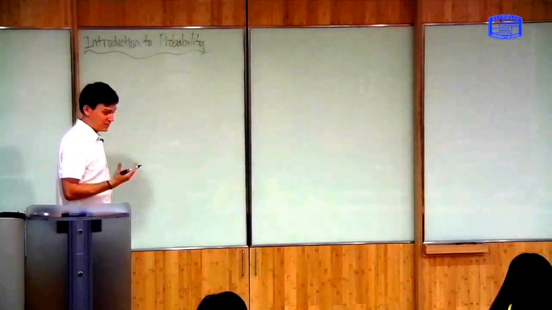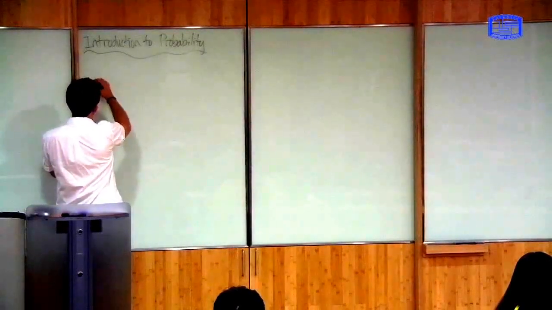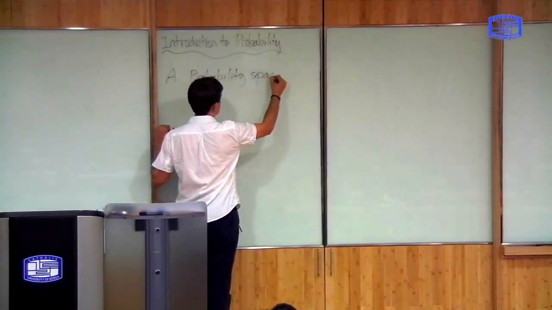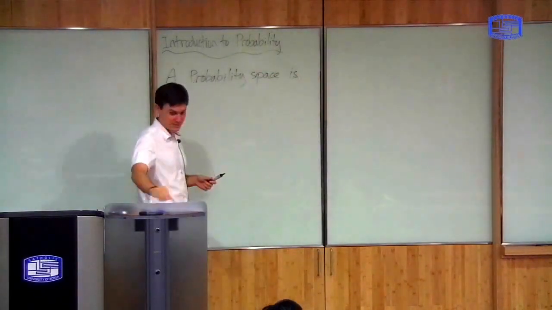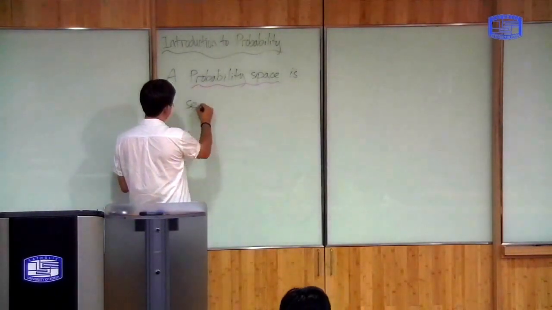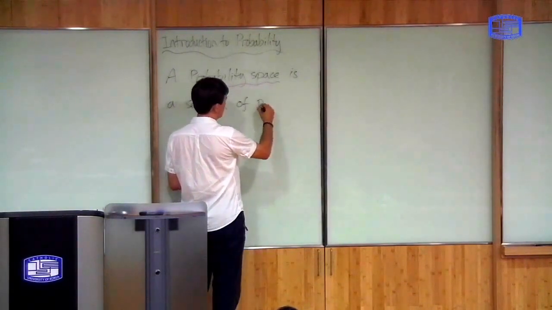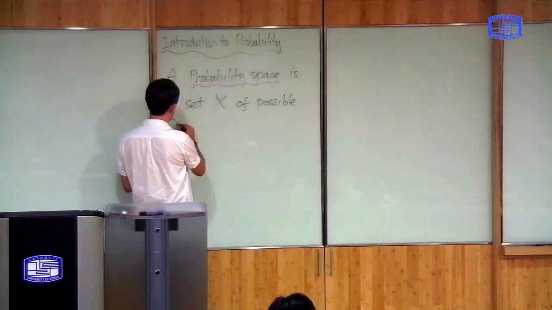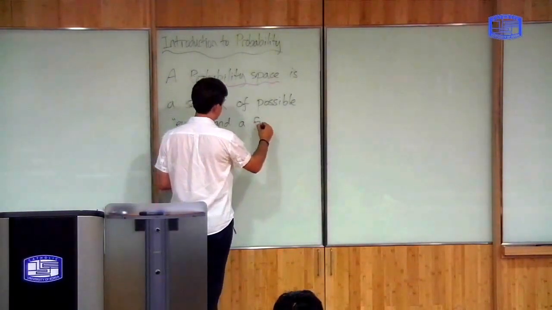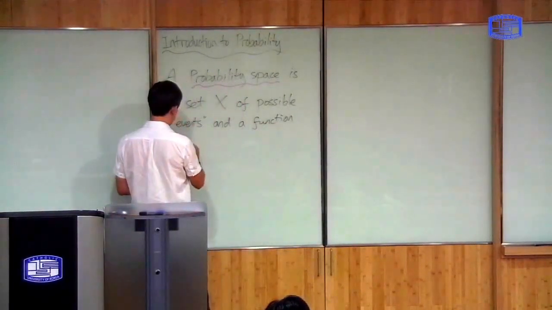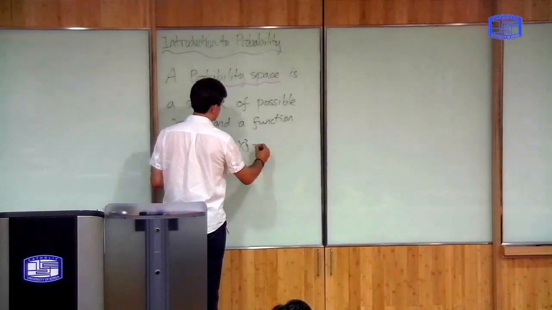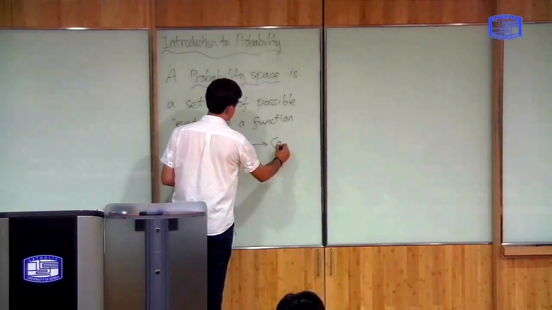The basic unit in probability theory is something known as a probability space. So I'll define that now, probability space. This probability space is the thing I'm defining. A probability space is a set, which for now I will just call X, of possible events and a function which we call P, which goes from subsets of X into the unit interval between 0 and 1.